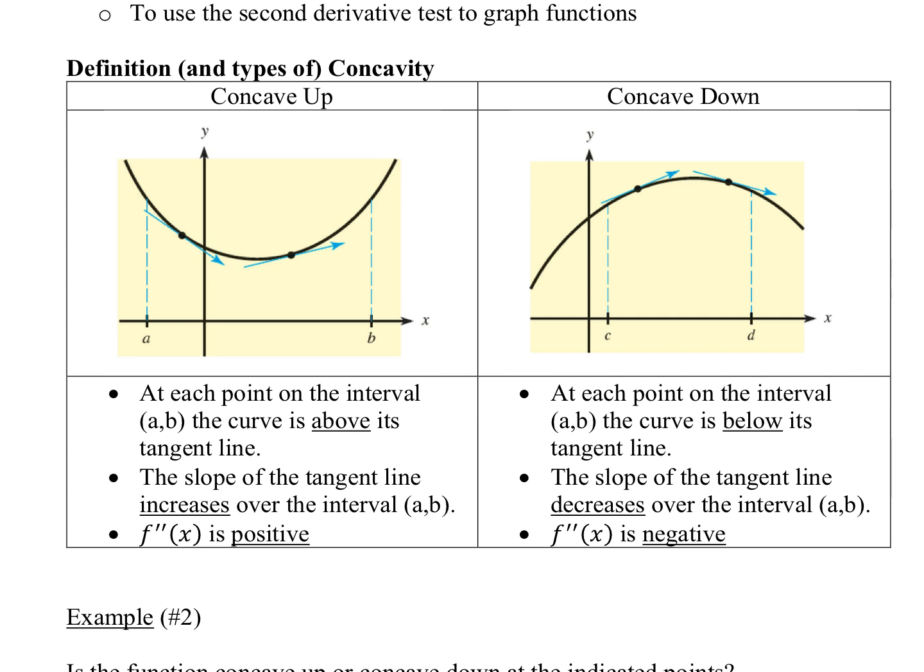Now, this has a couple of implications. One implication, remember your second derivative is the rate of change of your first derivative. Your first derivative tells you slopes of tangent lines, so if the rate of change of the slopes of the tangent lines is positive, meaning that slopes of tangent lines increase over an interval, this would mean that your second derivative is positive, meaning that the function is concave up.